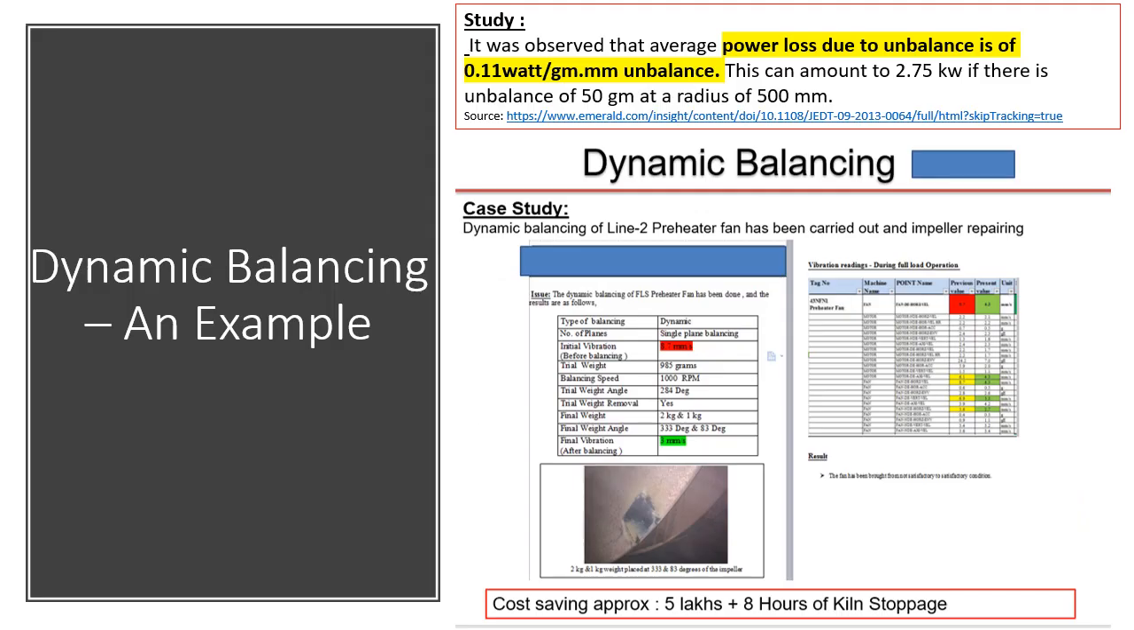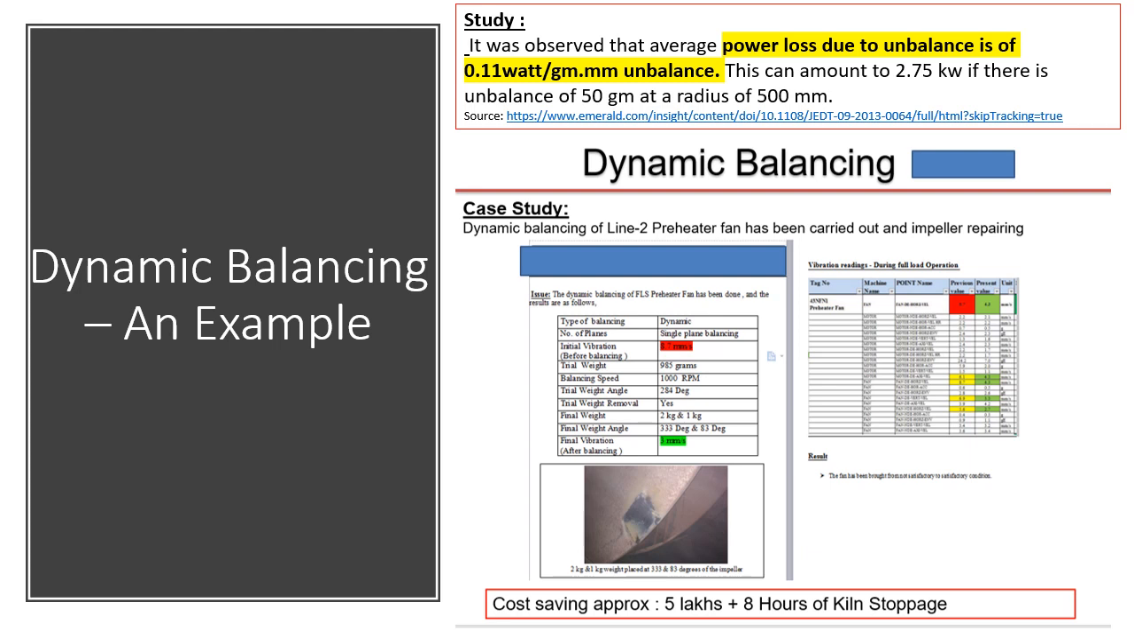Here is another interesting slide about doing a perfect balancing in rotating equipment. There was a study where it was observed that the average power loss due to unbalance is 0.11 watt per gram unbalance, which means if you have an unbalance of 50 grams on your rotor which has a 500 radius, it would cost 2.75 kilowatt power excess.